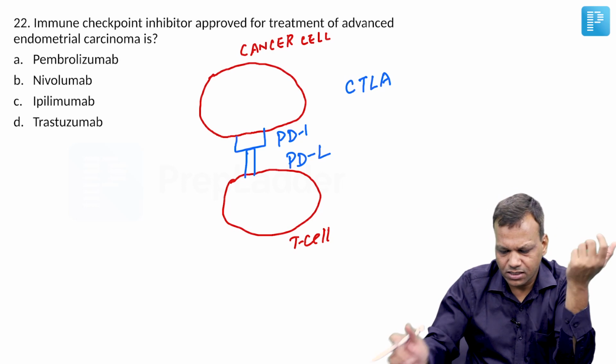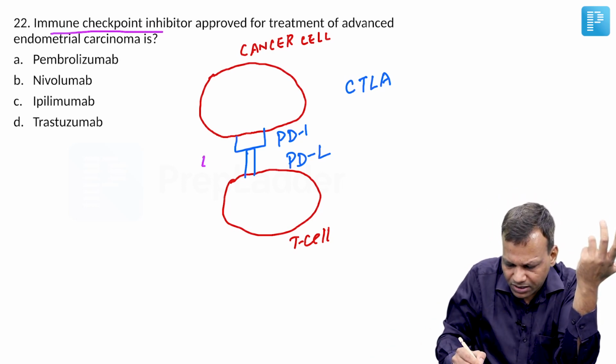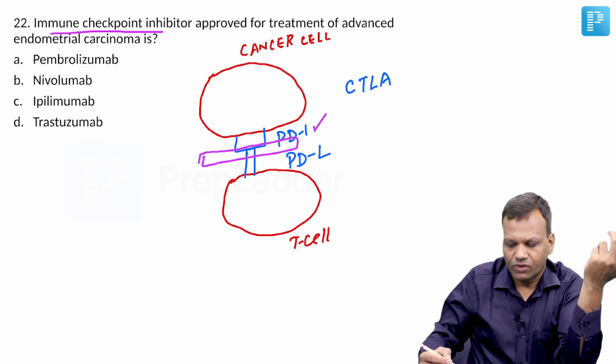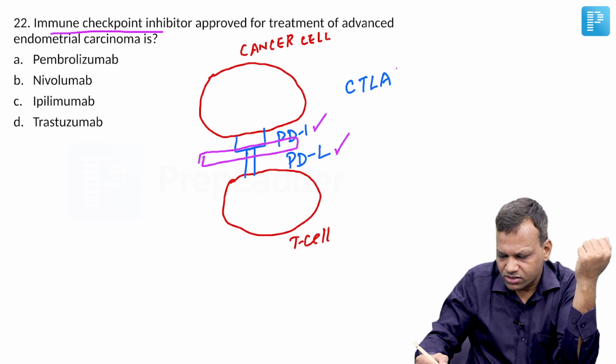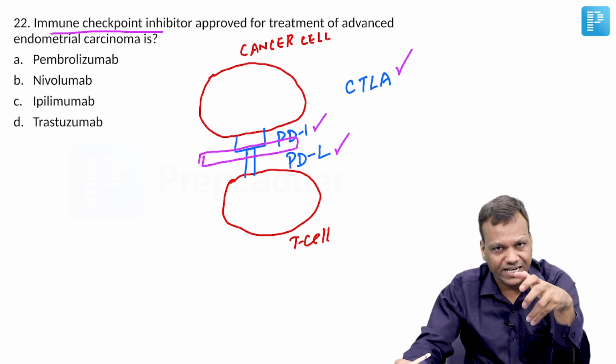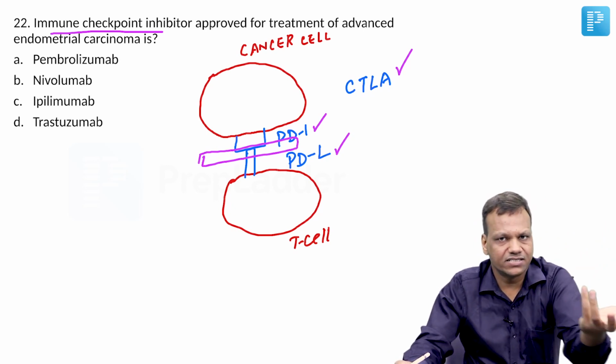Clear? So that is the mechanism of immune checkpoint inhibitors. Basically, we are making monoclonal antibodies against either PD-1, or programmed death ligands, or cytotoxic T lymphocyte antigens. So when we stop this interaction, T cells will now start attacking the cancer cell. That is the new concept.